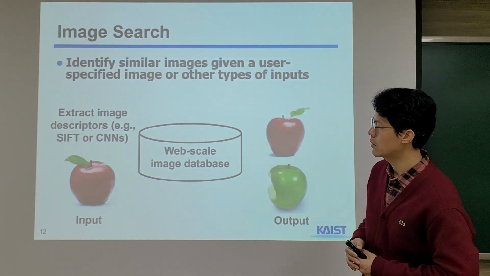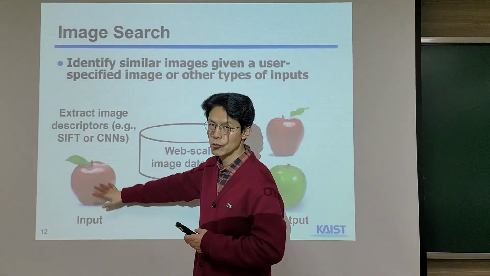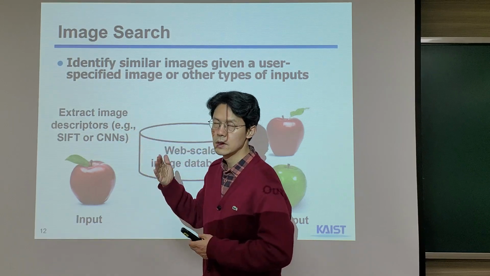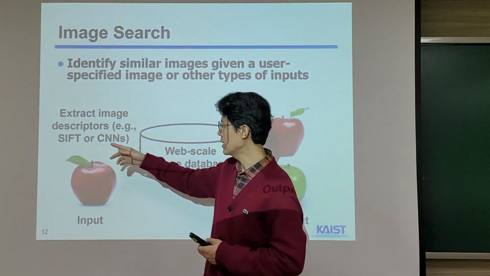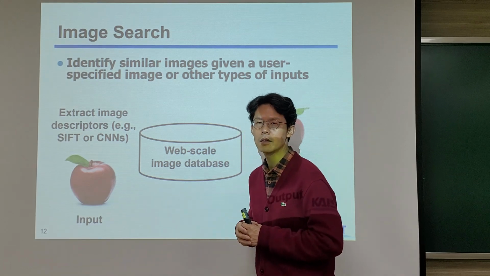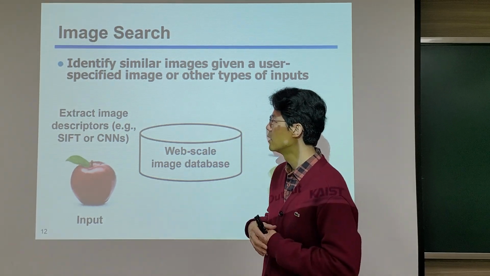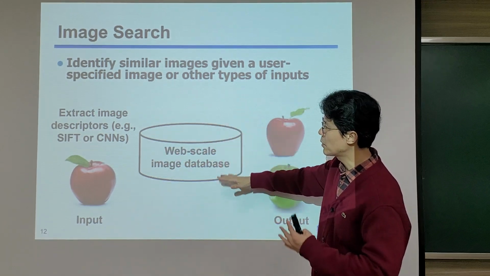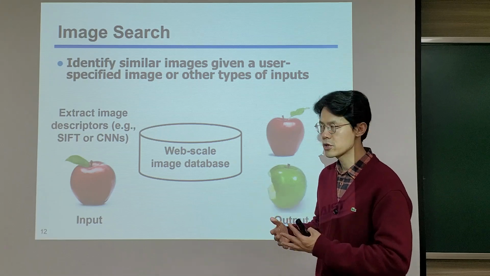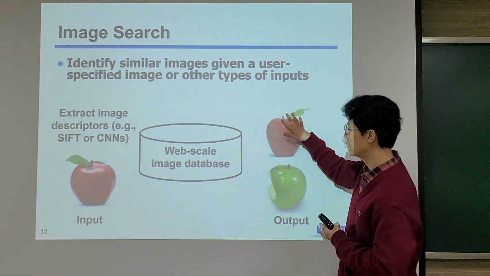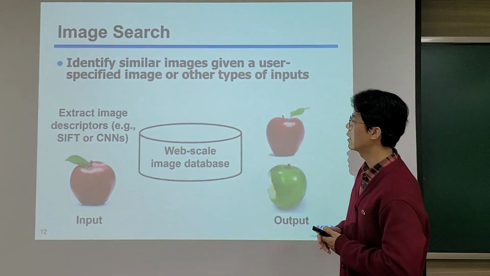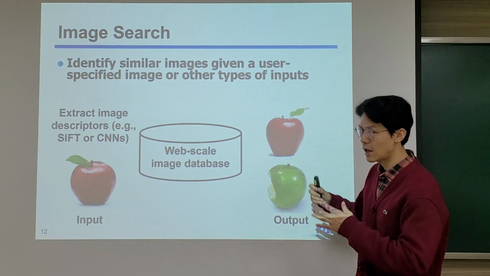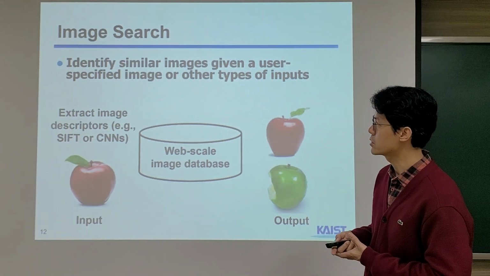To do that, we are not just using the raw RGB pixel data from the image. We typically extract image features. Before deep learning, we typically used SIFT, but in recent techniques we extract deep learning features like CNN features. There are lots of images here, so we need a very fast data structure so that we can efficiently find similar image features and similar images. That's the main process of image search.